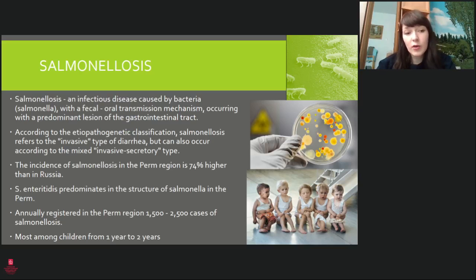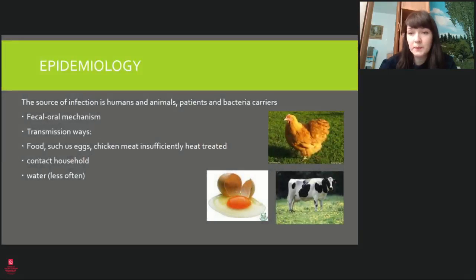The incidence of salmonellosis in the PEM region is 74% higher than in Russia. Salmonella enteritidis predominates in the structure of Salmonella in the PEM. Annually registered in the PEM region are 1,500 to 2,000 cases of salmonellosis, most among children from 1 year to 2 years.